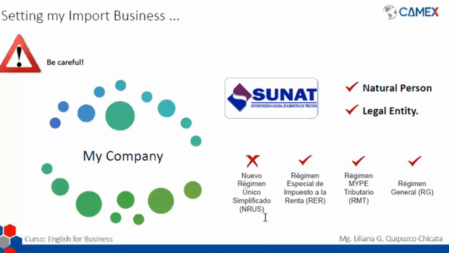Always remember, because for example, I had a client that wanted to import as a natural person, and he went to SUNAT and said, I want to import products in order to sell here in Peru. The lady that helped him opened for this person a natural person tax ID with the NRUS. This person had to wait around 1 week in order to change from NRUS to Régimen Especial de Impuesto a la Renta, which was the one that allowed her to import.